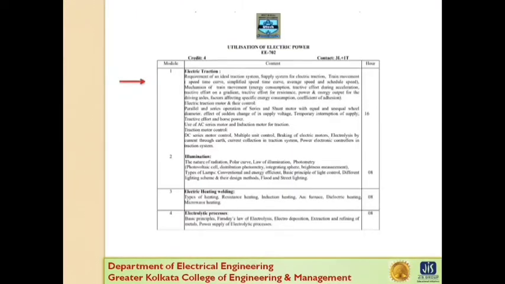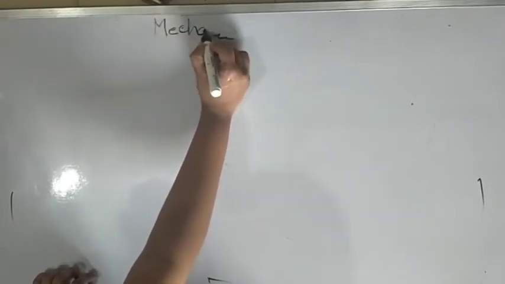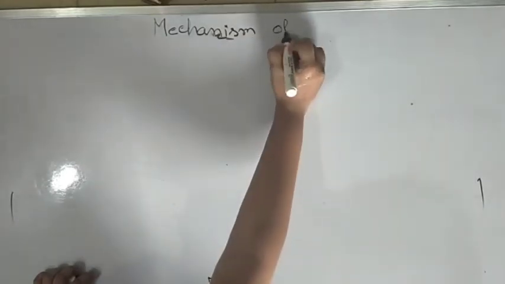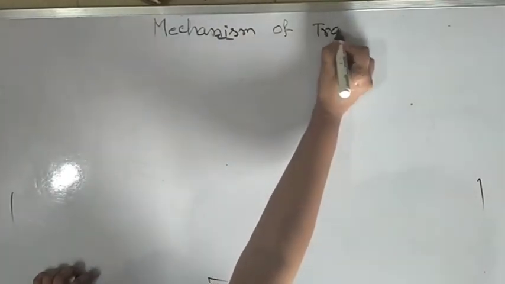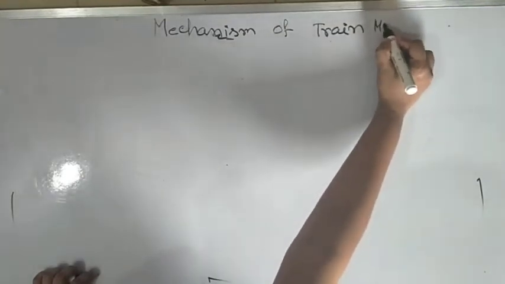This topic is included in Module 1 of the subject Utilization of Electric Power and the subject code is EE-702. Mechanism of train movement.